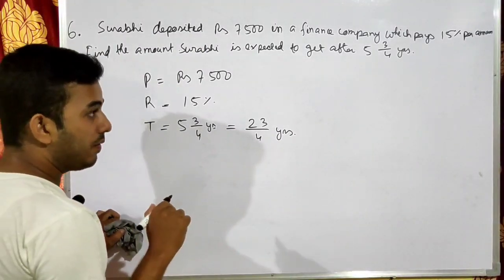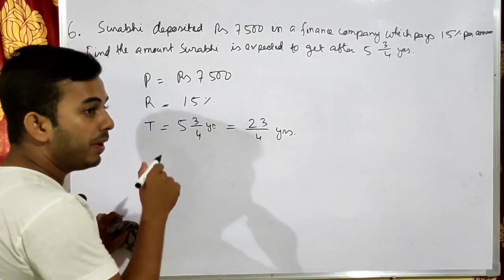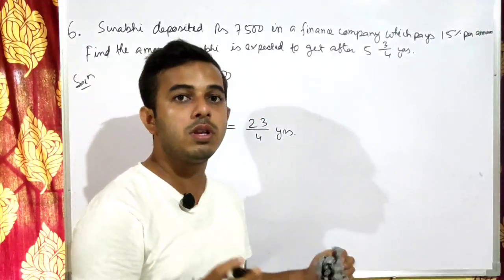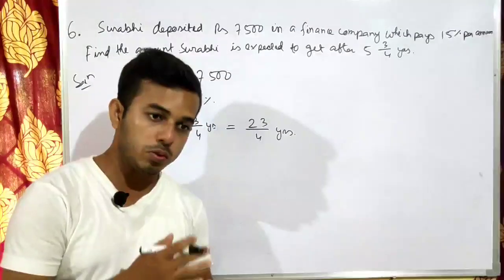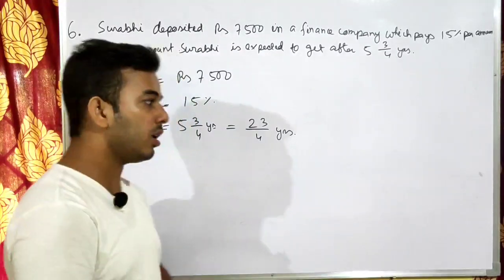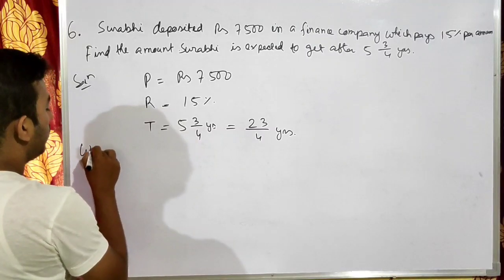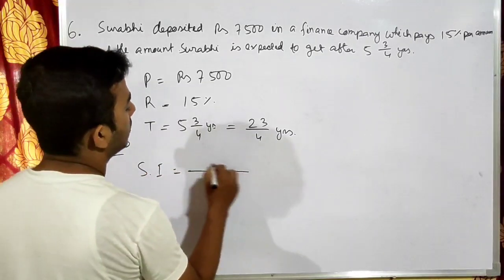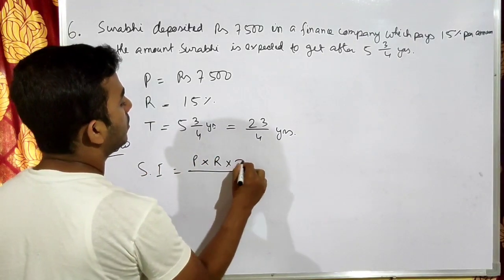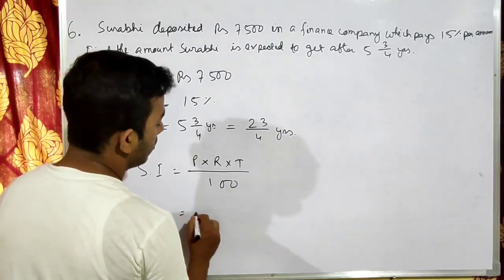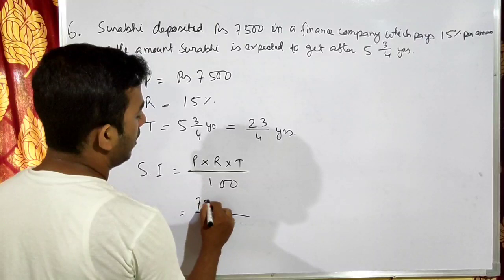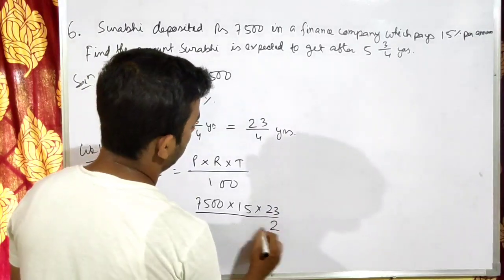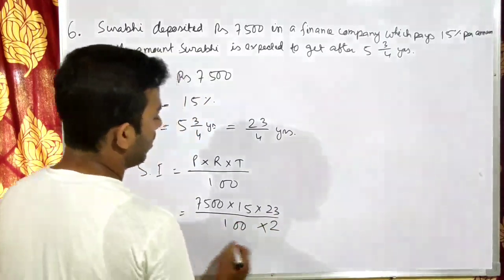Now we have to know the interest, because after that time the finance company will pay her the principal along with the interest, isn't it? That is the amount the company has to pay. It includes principal as well as interest. So we know SI equals P into R into T divided by 100. So here P is 7500 into R is 15 into T is 23 by 4 into 100.